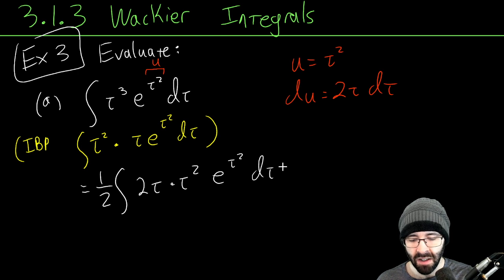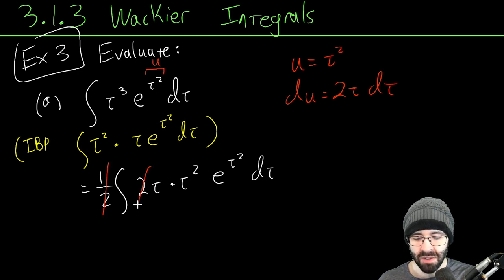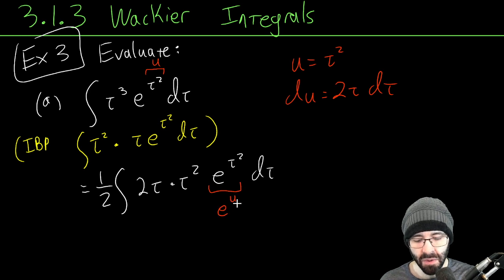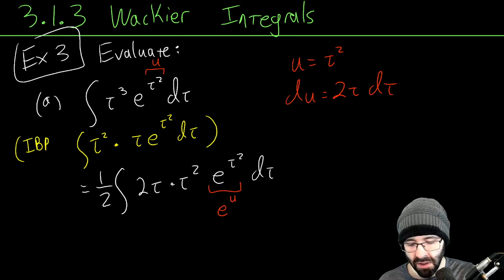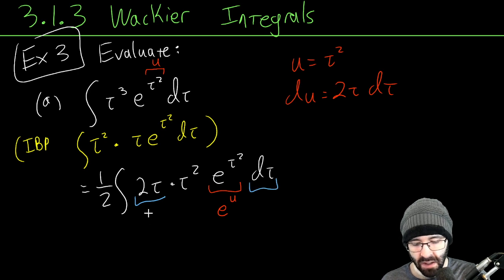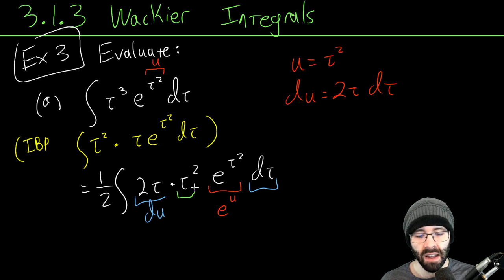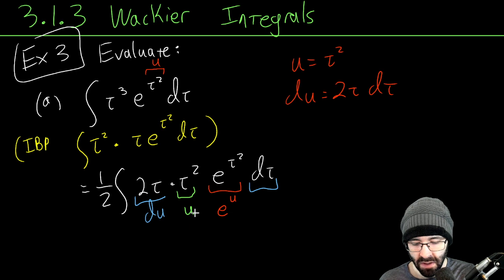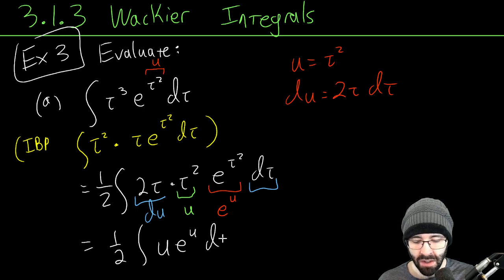This is still the same thing because 1/2 times 2 cancels. t times t squared is t cubed. I haven't changed the integral at all, but I've written it in a nice way so that this is e to the u. This is du. Oh, and what's this? It's left over, but t squared is just u. So if we do a u substitution, it turns out we get something really nice. We get u e to the u du.